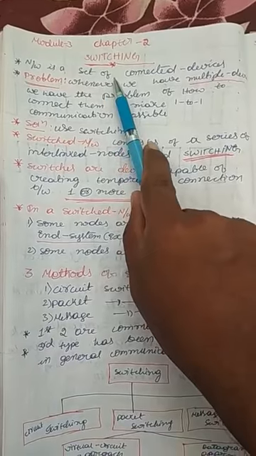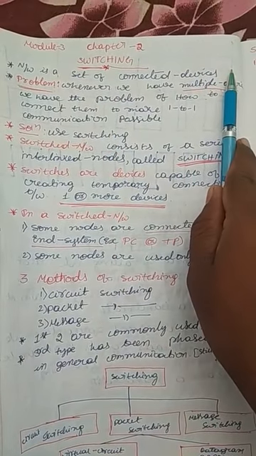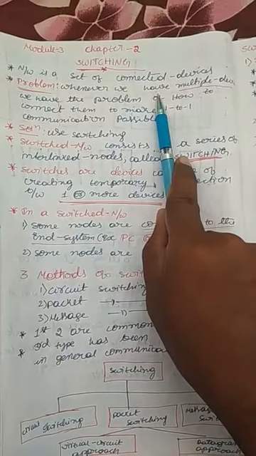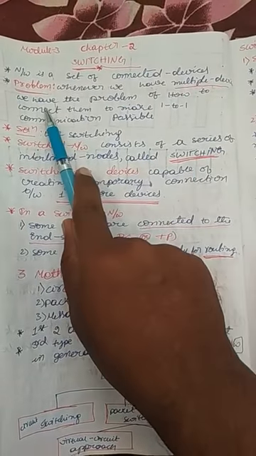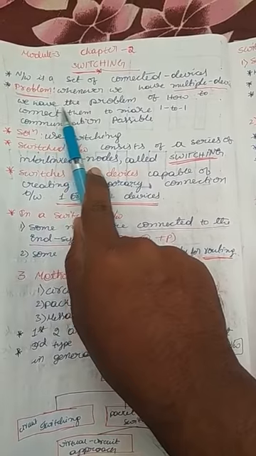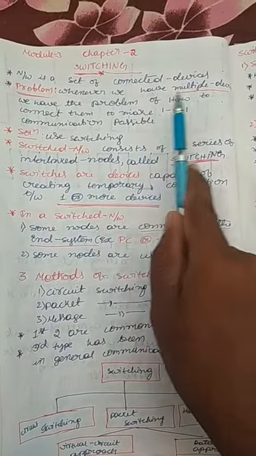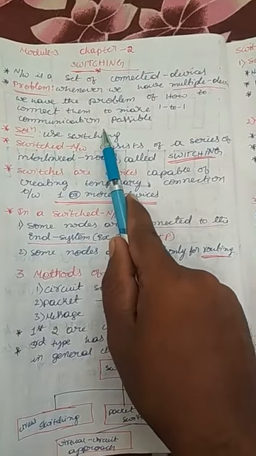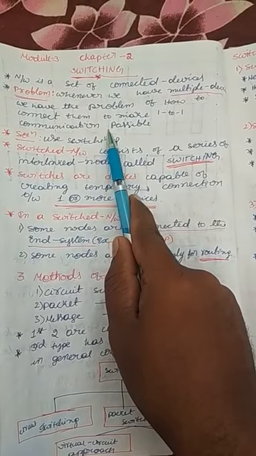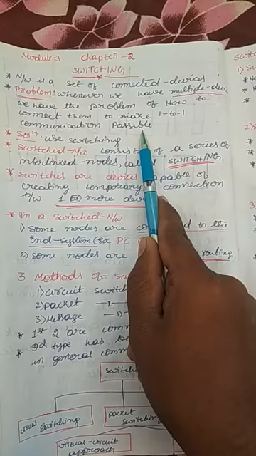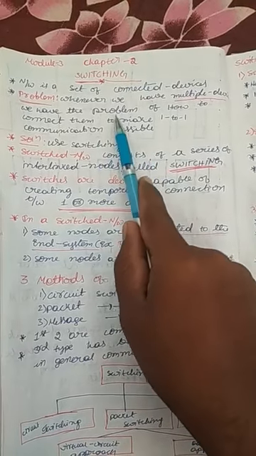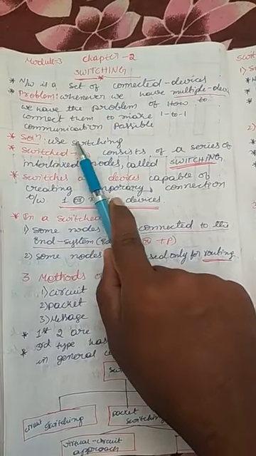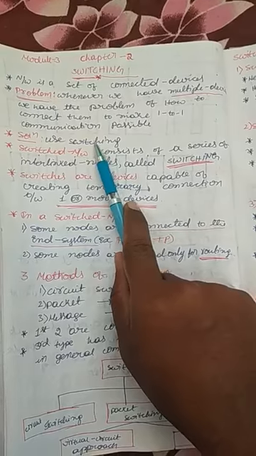A network is a set of connected devices. What is the problem here? Whenever we have multiple devices, we have the problem of how to connect them to make one-to-one communication possible. This is the problem. The solution for this problem is to use a switching network.